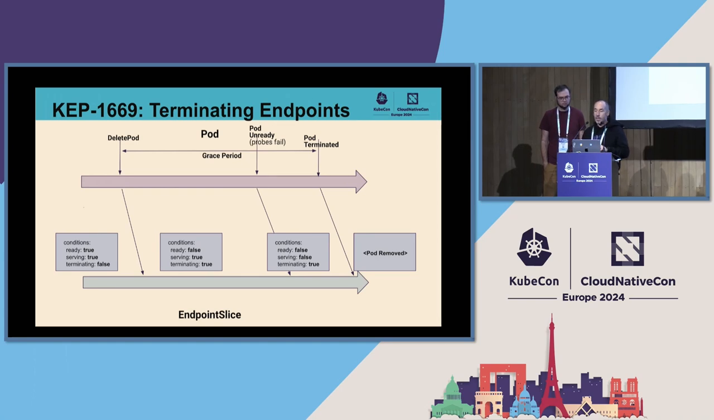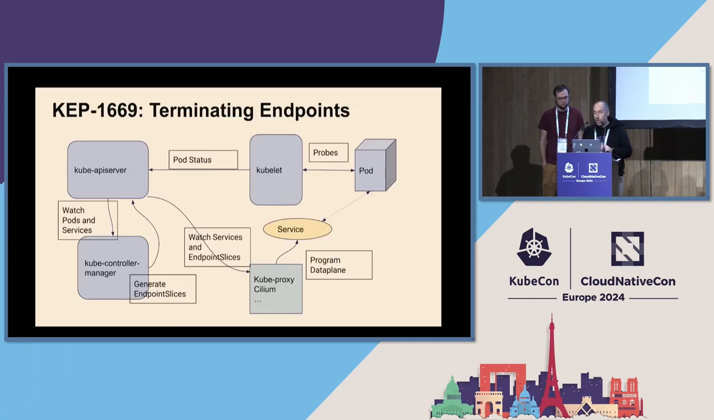But the problem with this is that when one pod was terminating, it was still able to serve traffic until the new pod is coming, right? So we need to add a new condition to the pod, that is the pod serving and terminating, right? And this allows us to implement terminating endpoints. The way that this works is a bit complex. This is kind of a diagram explaining everything.